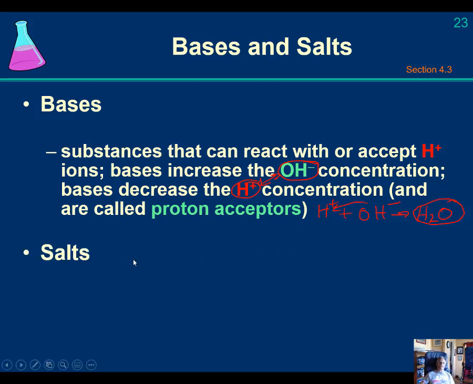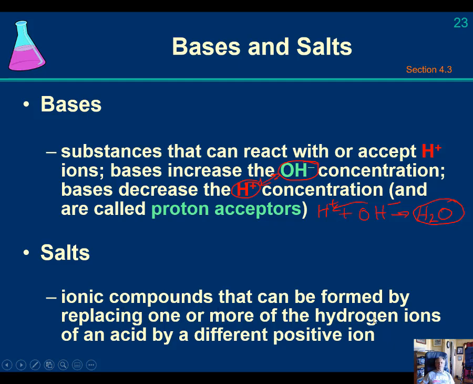Okay? All right, salts. Salts are the ionic compounds that can be formed by replacing one or more hydrogen ions of an acid by a different positive ion. And so we talked about that just a little while ago. So if I have HCl plus sodium hydroxide, this is a strong base and a strong electrolyte. This is a strong acid, and what's going to happen is the hydrogen ion, the hydroxide ion will get together, they'll make water. That's going to be the driving force for our reaction.